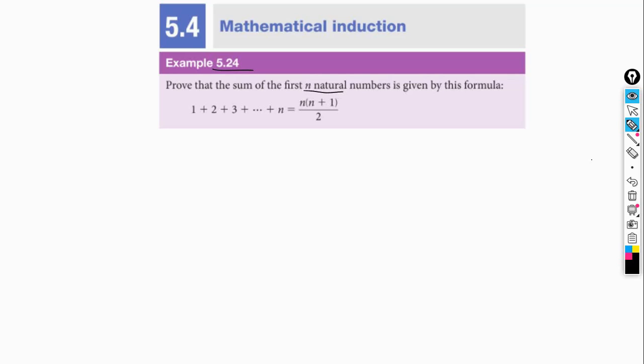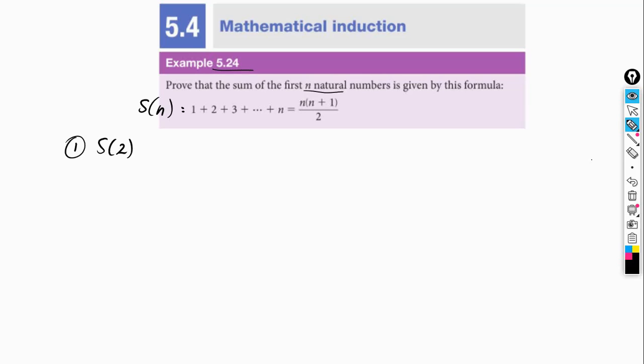So this is what is called the statement. This is our statement, and notice that it's in terms of n. Now when you do mathematical induction, the first step is to test for a value n. In this case, we're going to test for 2.